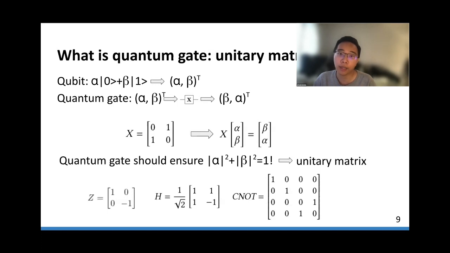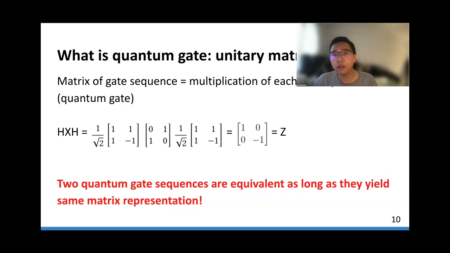And only a unitary matrix can ensure the property that the sum of coefficient squares for each state always equals 1. There are other commonly used gates like the Z gate, H gate, and CNOT gate. If you write them in matrix form, they are all unitary matrices. Since all quantum gates can be represented as unitary matrices, we can transform a sequence of gates to another sequence of gates without altering its outcome, as long as the multiplication of the matrices for the gates in each sequence produces the same matrix. For example, H gate, X gate, H gate is equivalent to a Z gate.